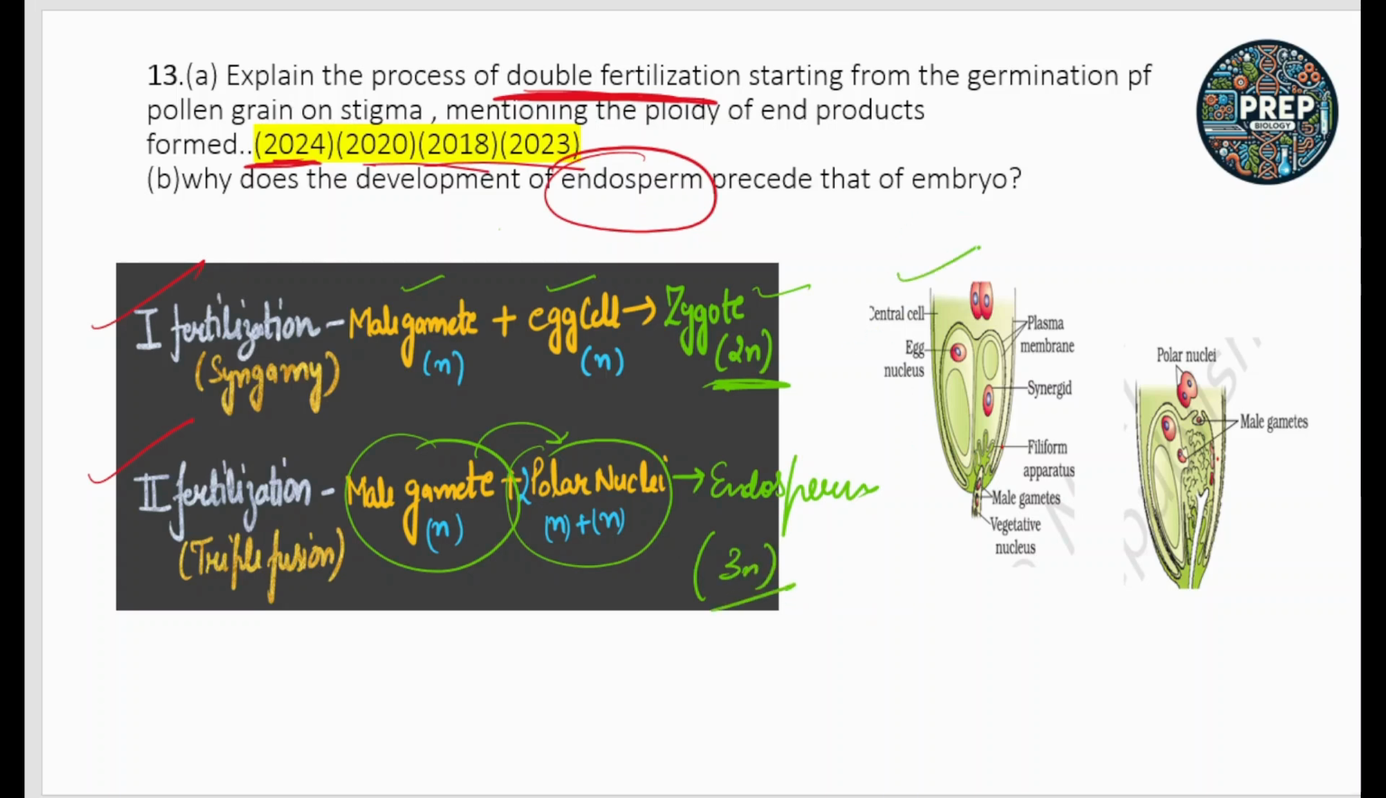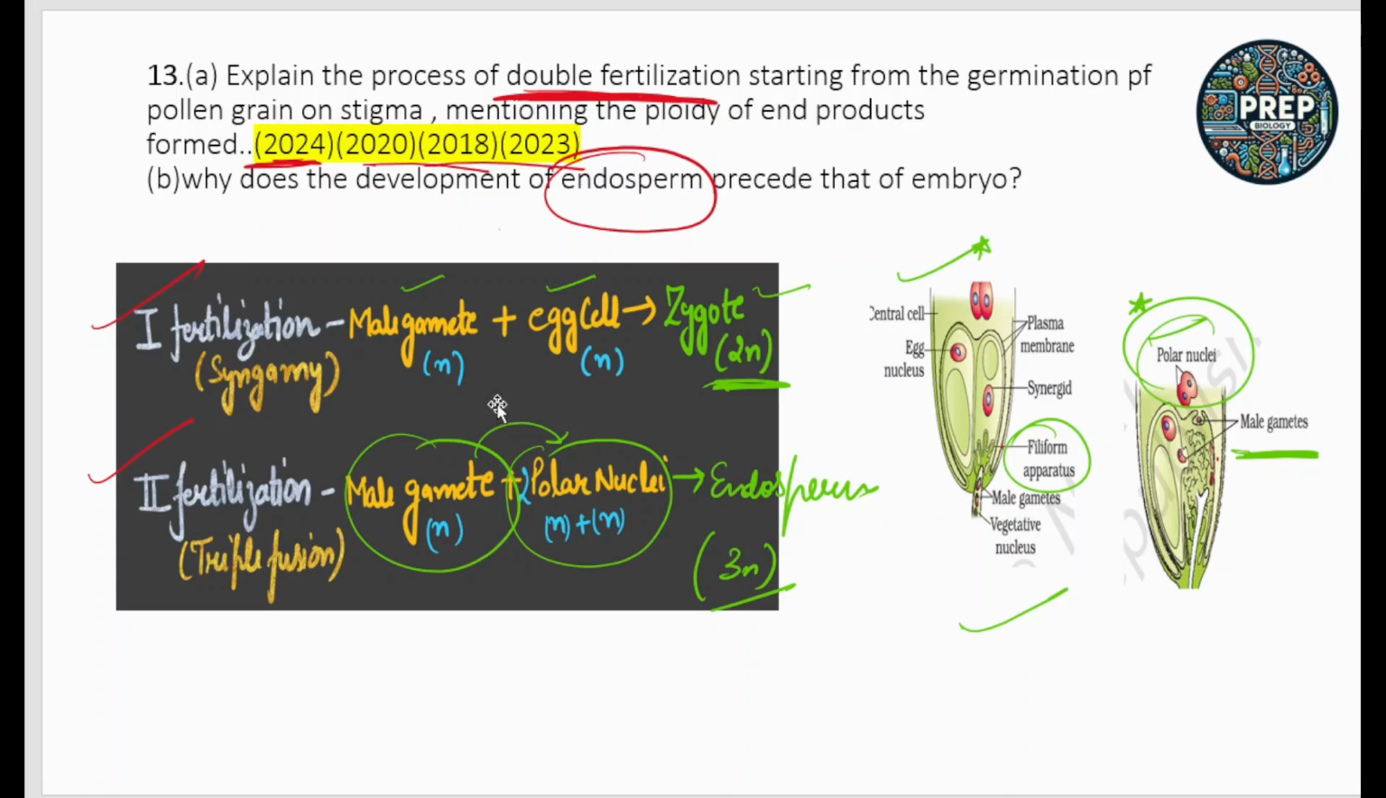Okay, so these structures are also very important. Sometimes you have to label X, Y and Z. In this structure the male gamete enters through the filiform apparatus, and the male gametes totally enter into the egg apparatus and fuse with the egg cell and the polar nuclei. That will show the double fertilization.